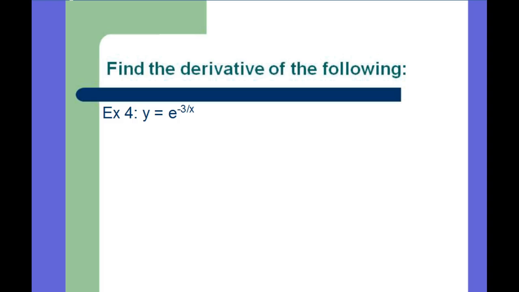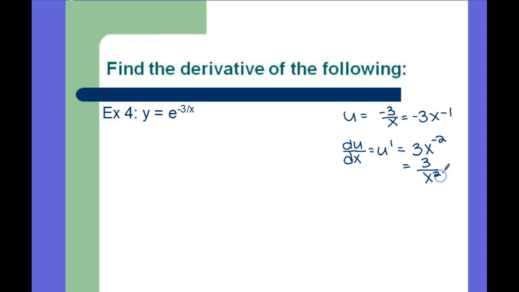Okay? Example 4, e to the negative 3 over x. And it's a little more complicated. Use that idea of u and u prime off to the side. So u, in this case, is negative 3 over x, which we know is negative 3x to the negative 1. So du dx, which could also be u prime, you can write it either way, is negative times a negative, so positive 3x to the negative 2, or 3 over x squared.